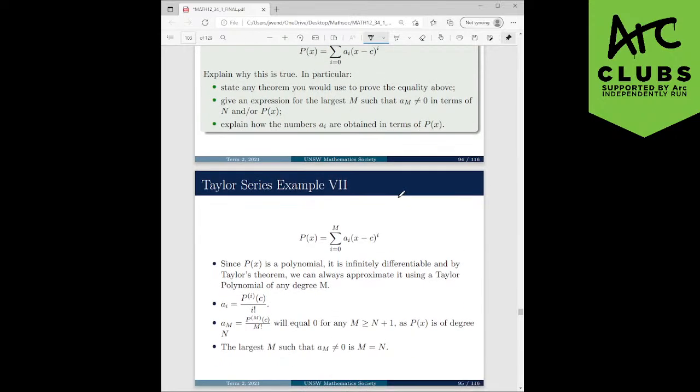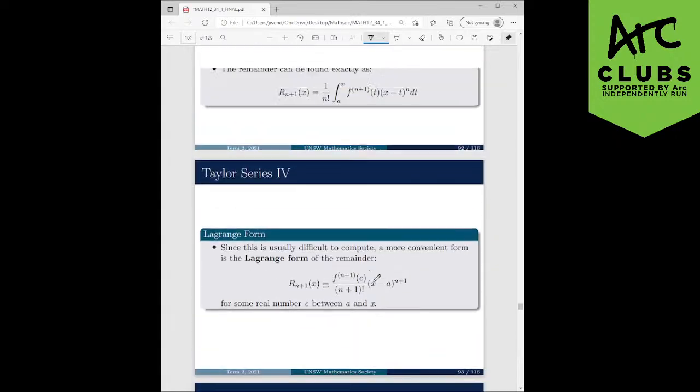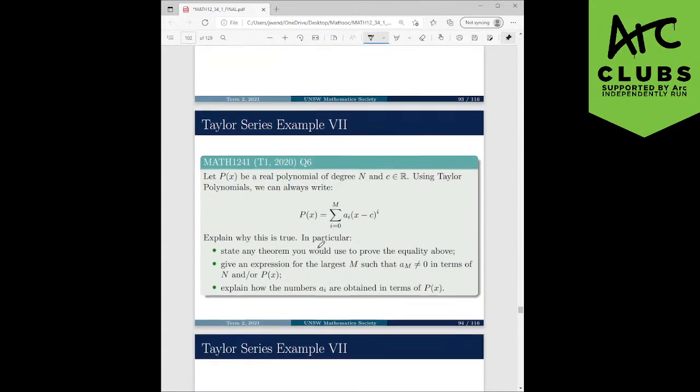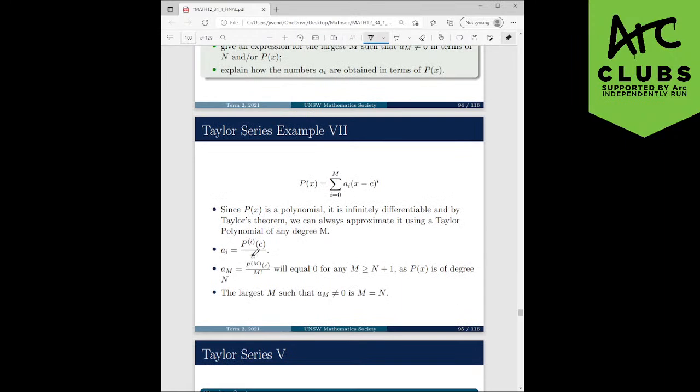Then according to Taylor's theorem, which you all definitely remembered, the coefficients of those x minus c to the power of i are just the ith derivative of p evaluated at c over i factorial. Let me just scroll back up a bit. Yeah, there it is. The kth derivative of f evaluated at a over k factorial, just with some little swapping out of variables. So that's pretty much a direct copy there of the ai from your Taylor's theorem.